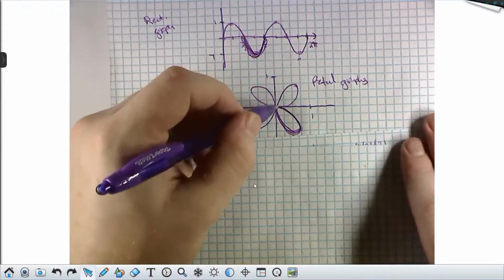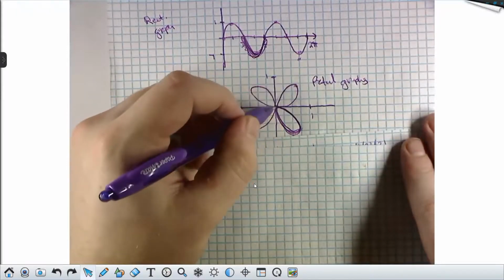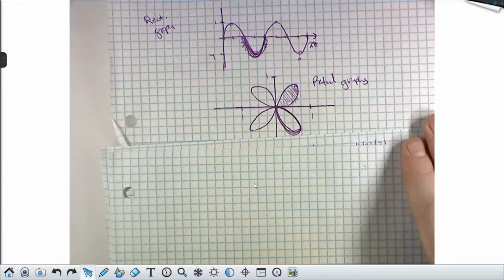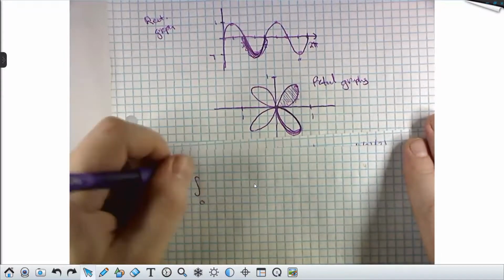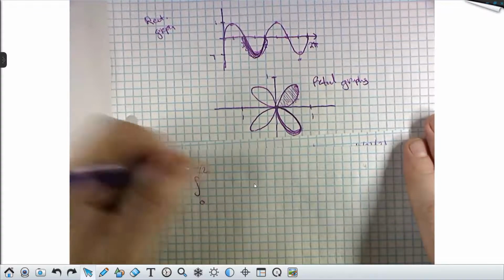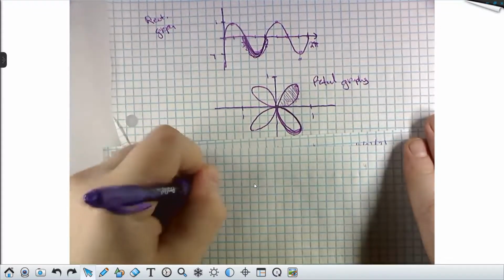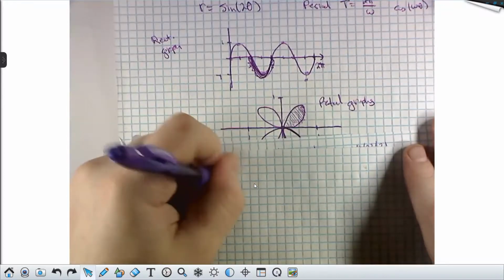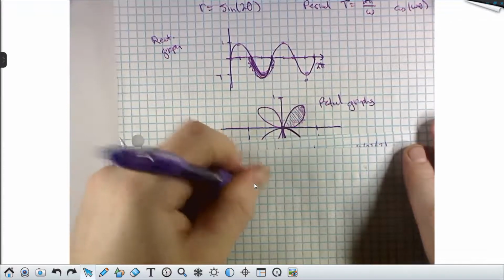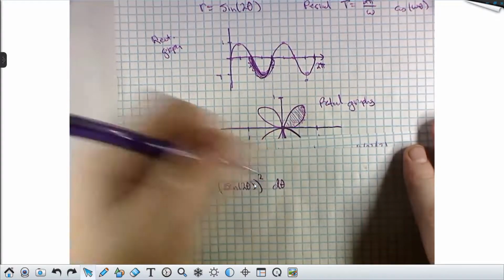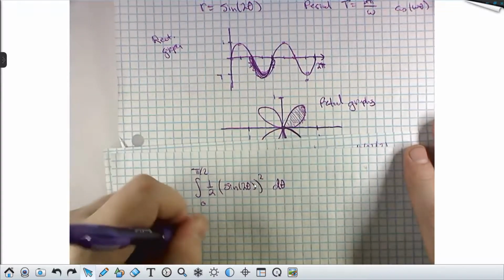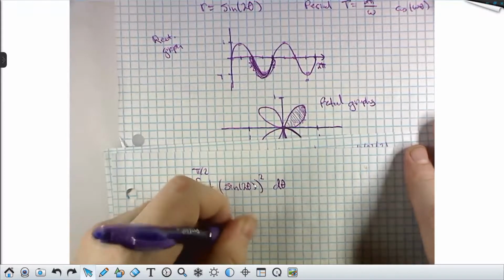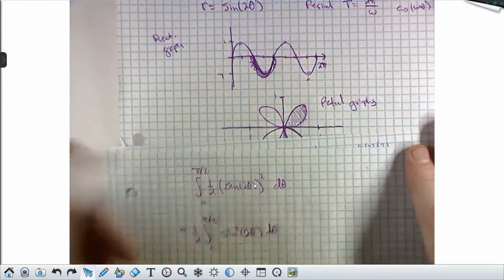This first loop was created as theta went from 0 to pi over 2. So if I go after this area, that would be the integral from theta equals 0 to theta equals pi over 2 of 1/2 times my r function squared. Now r here is sine of 2 theta. So this is sine of 2 theta all squared d theta, which is 1/2 integral 0 to pi over 2 of sine squared 2 theta d theta.